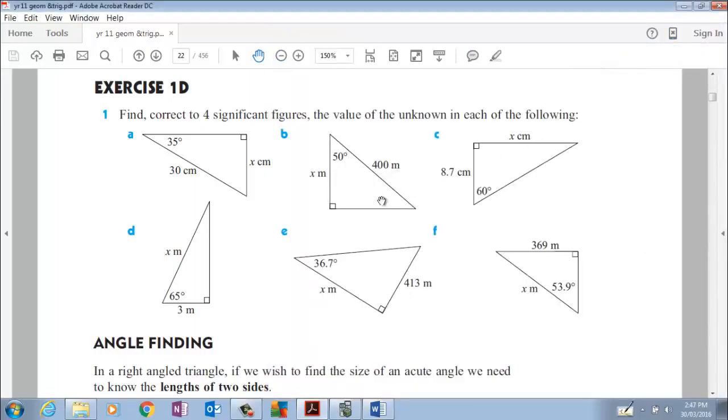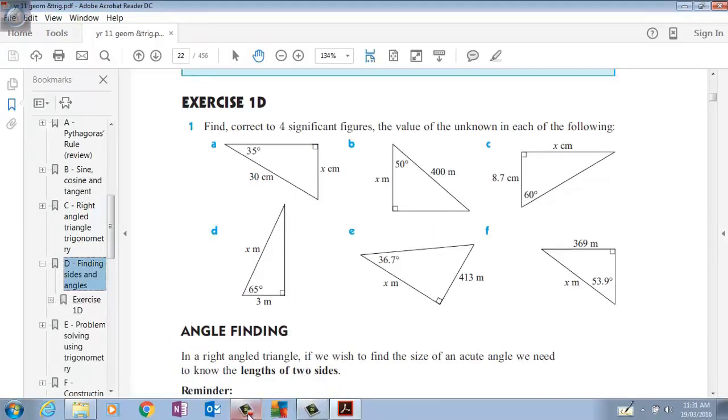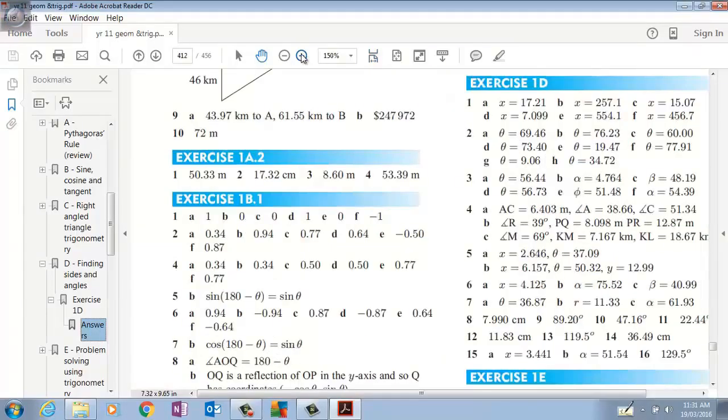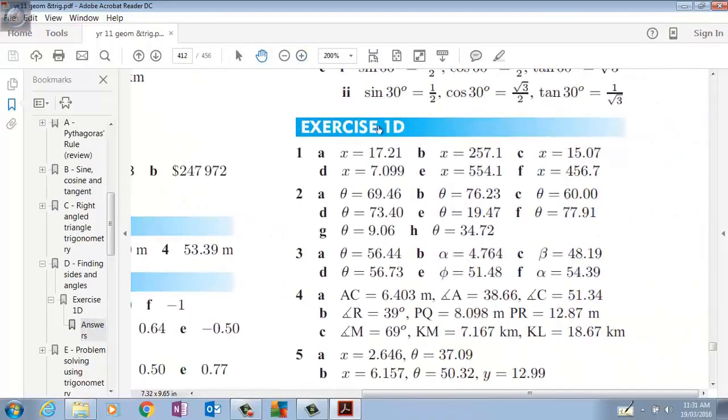Okay, if you could try B, C, E and F, just pause the video, try that and come back to see the solutions. Right, here are the solutions. 1D, question 1. A, B, C, D, E and F.